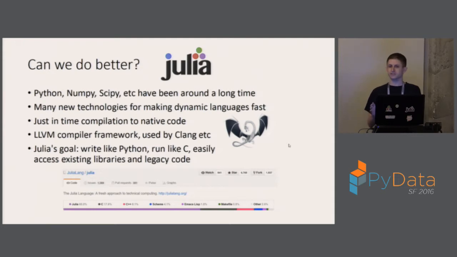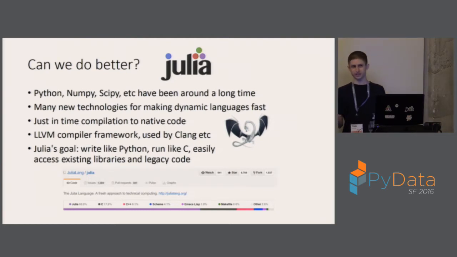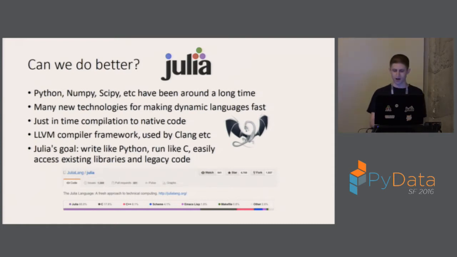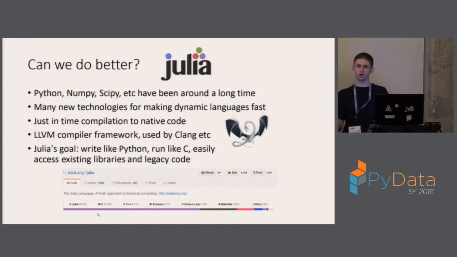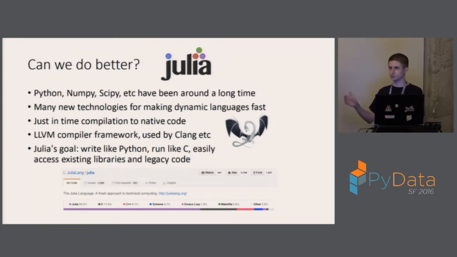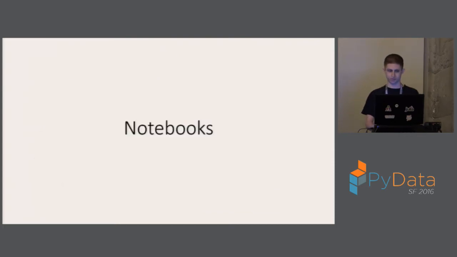Using these technologies that are available now, we know how to make a dynamic language that feels like Python run as quickly as if you were writing code in C. This is possible today, and this is the goal of Julia. If you look at the Julia repository, two-thirds of the code in that repository is in Julia itself. So you can write the standard library and the basic operations of the language in the high-level language and still have it be high performance.